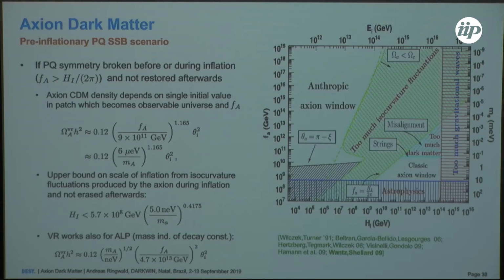Any scalar boson with a non-zero mass or a small mass can generate the dark matter by this mechanism. So it's very, very generic.